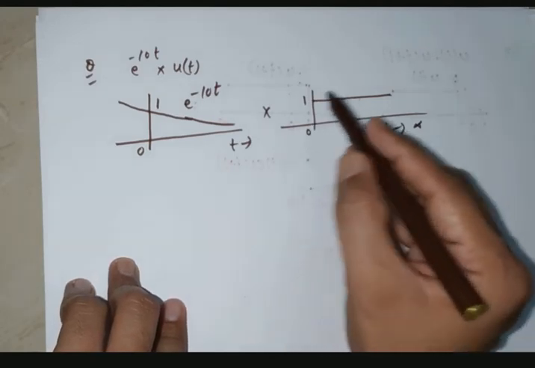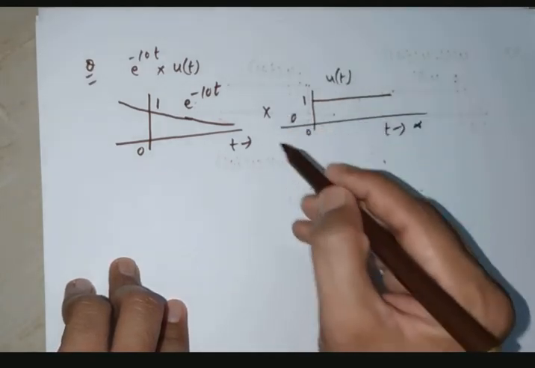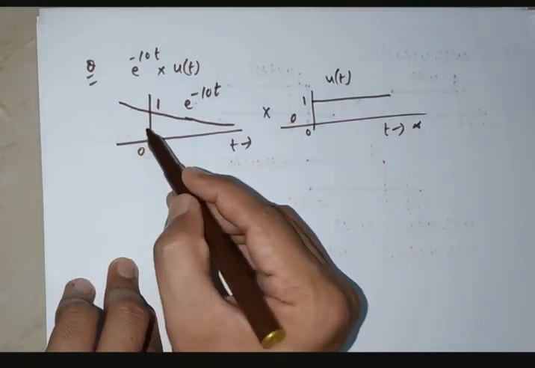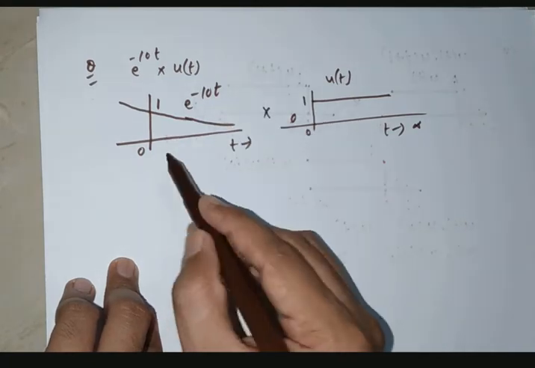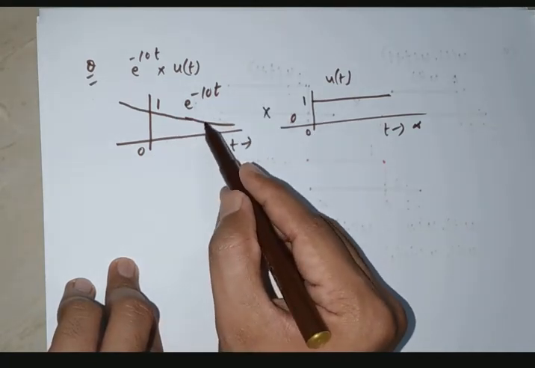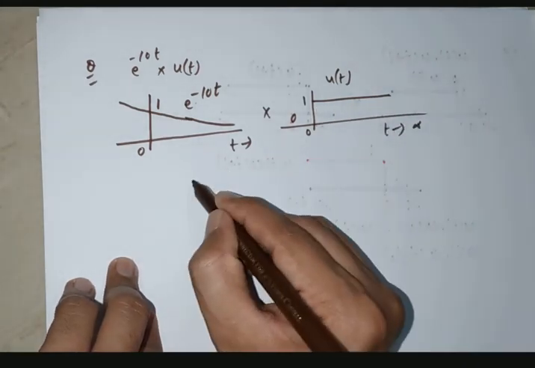Then what will you get if you multiply this? Simple, the left hand side of the second signal, meaning u(t), is 0. So 0 multiplies the left hand side completely. So the left hand side becomes 0, and the right hand side, whatever the signal, multiplied by 1, is the same signal. So what will we get finally? We will get like this.